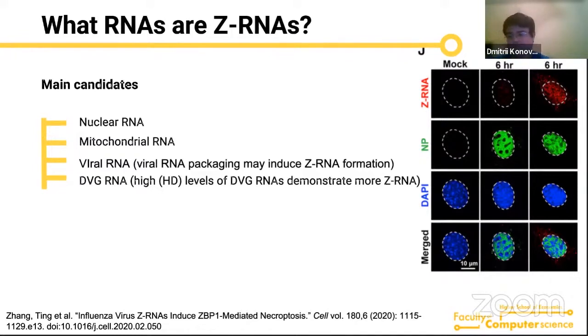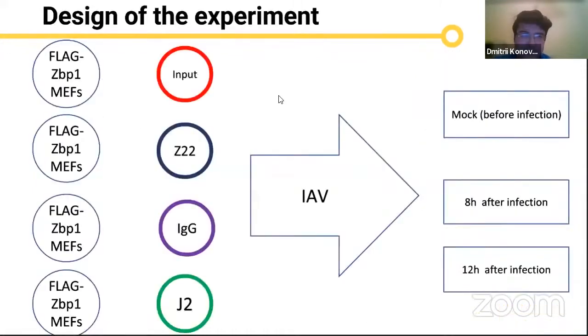And to make this clear, why we have Z-RNA and where we have Z-RNA, we need an experiment, and this experiment was already performed with the following design. So we can take some cells, for example, mouse embryonic fibroblasts, which are modified with flag-ZBP1 for localization of ZBP1. And with these cells we perform 4 experiments. The first one is Z22, the main one, and Z22 is an antibody for the Z-RNA and the Z-DNA.